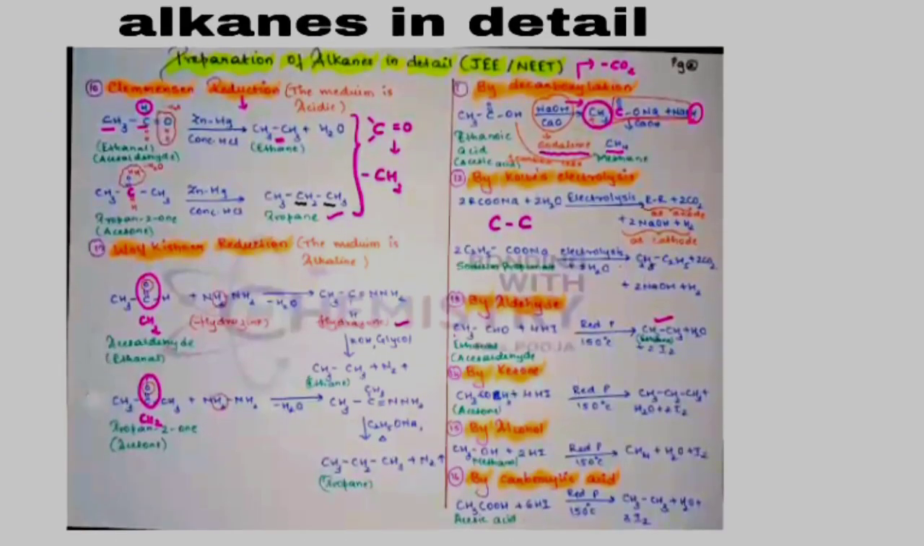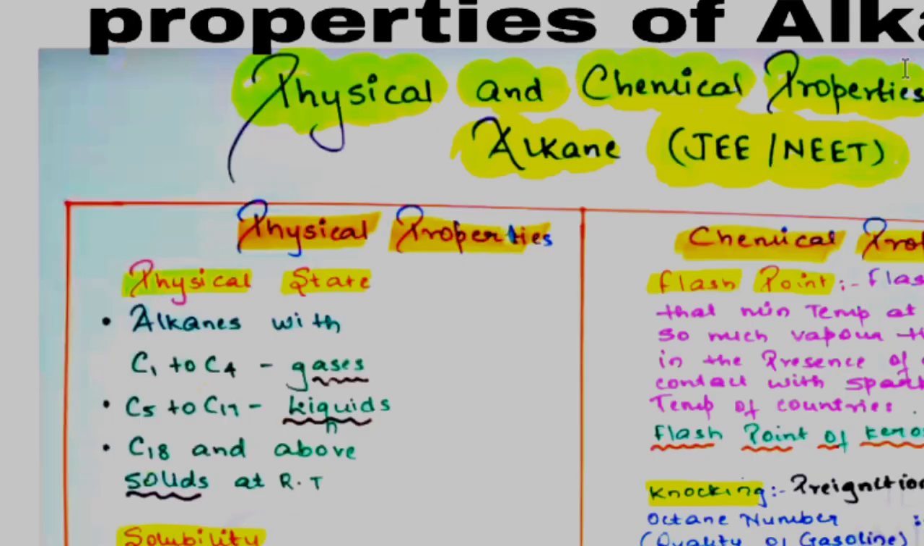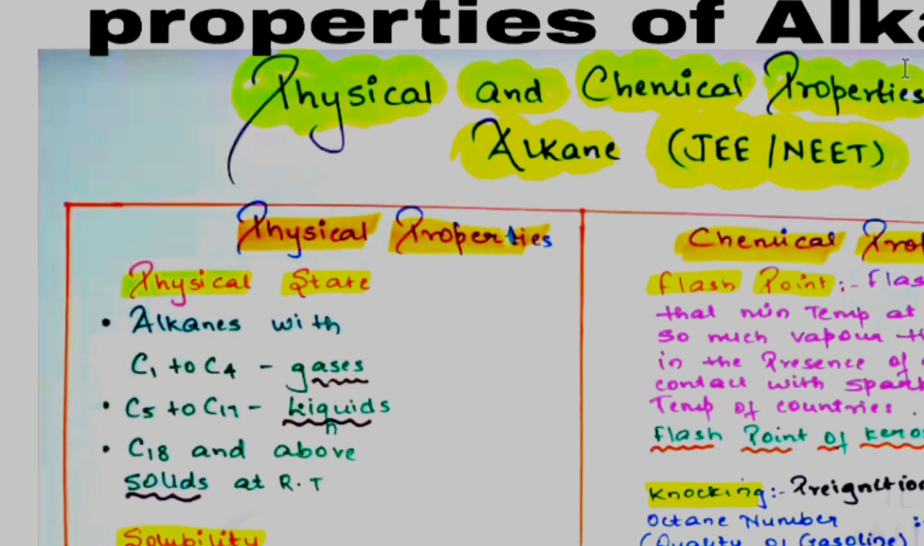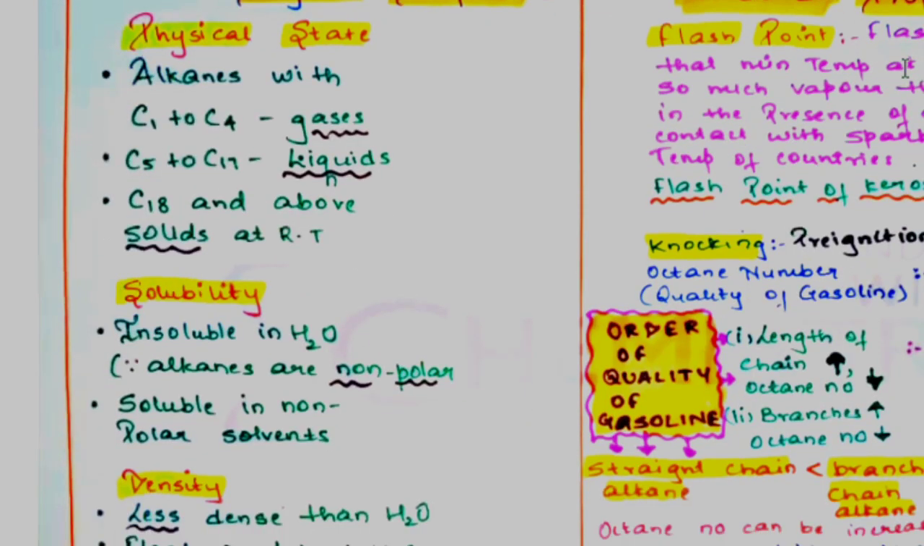Now, this was related to preparation of alkanes in detail. Now, let us proceed ahead with the physical and chemical properties of alkanes. Remember, the first four alkanes are gases. The next ones, from C5 to C17, are liquids, and then the alkanes containing 18 carbons and above are solids at room temperature.